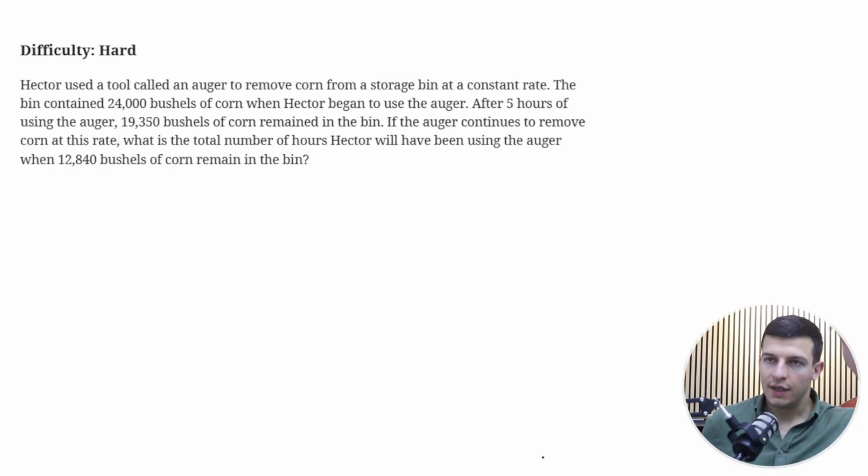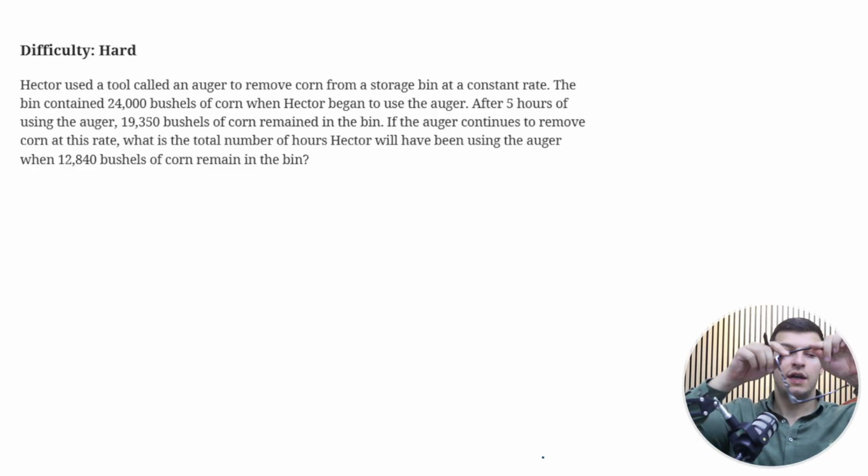All right. Hector used a tool called an auger to remove corn from a storage bin at a constant rate. The bin contained 24,000 bushels of corn when Hector began to use the auger, so that's our starting point. After 5 hours of using the auger, 19,350 bushels of corn remained in the bin. If the auger continues to remove corn at this rate, what is the total number of hours Hector will have been using the auger when 12,840 bushels of corn remain?